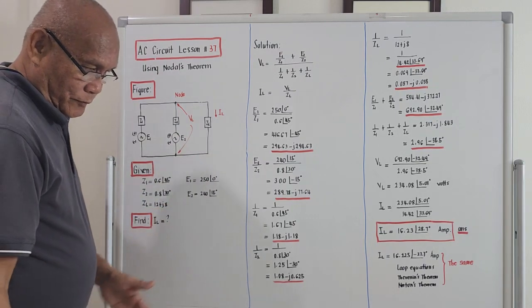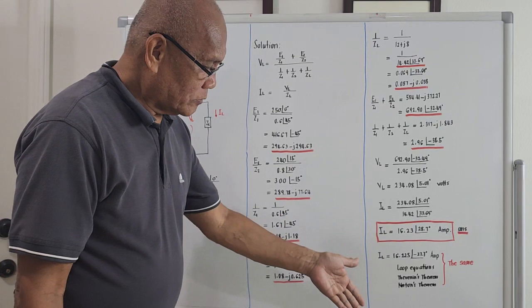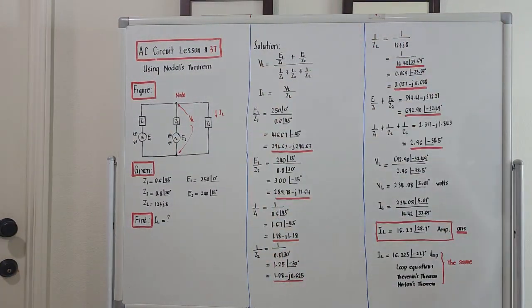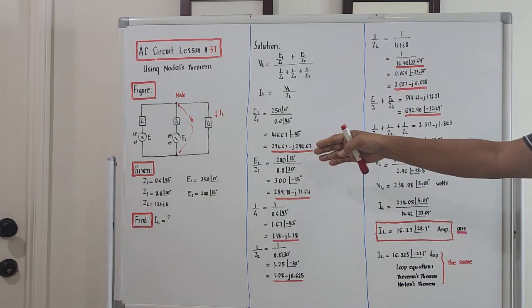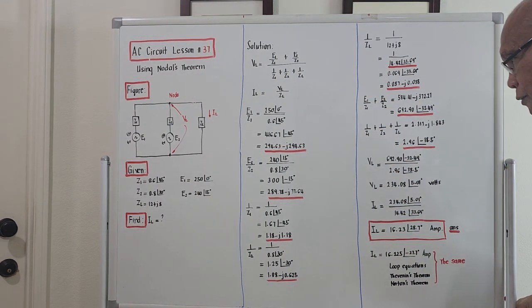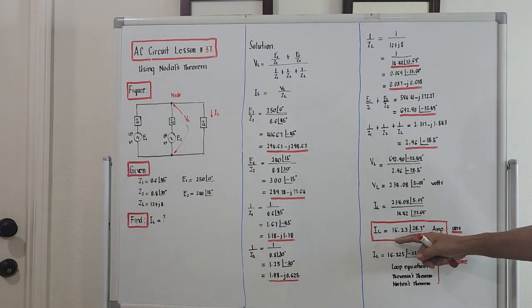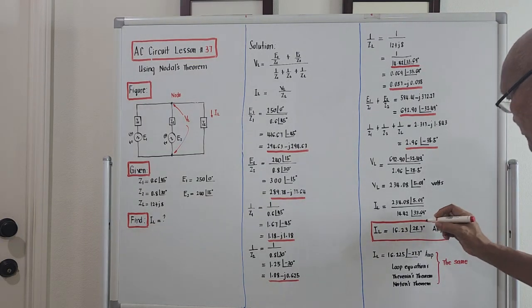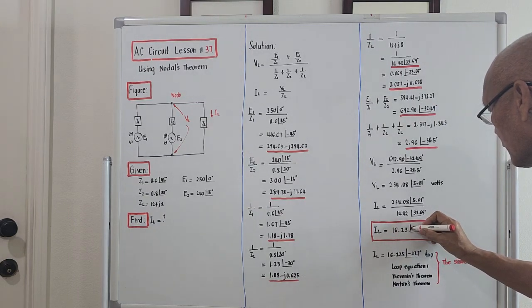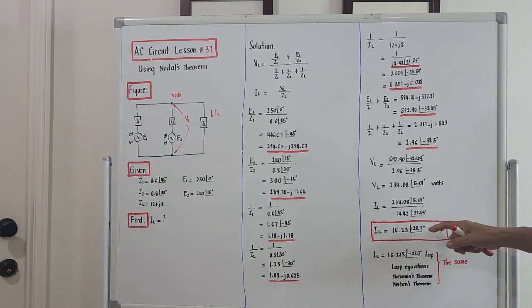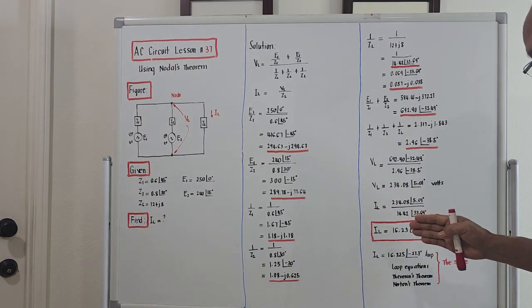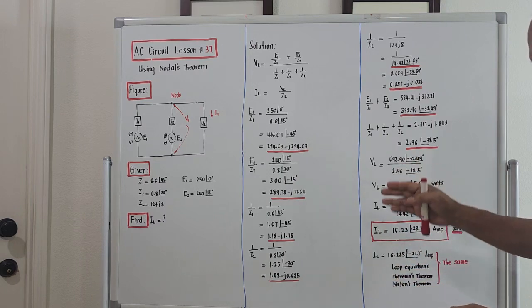And supposed to be, I will discuss the final current before I explain it. The load current using Nodal's theorem is 16.23 angle negative 28.7 degrees amperes. Oh, this should be negative, right? 28.7 degree amperes. From the previous three lessons, our solution was different from this.